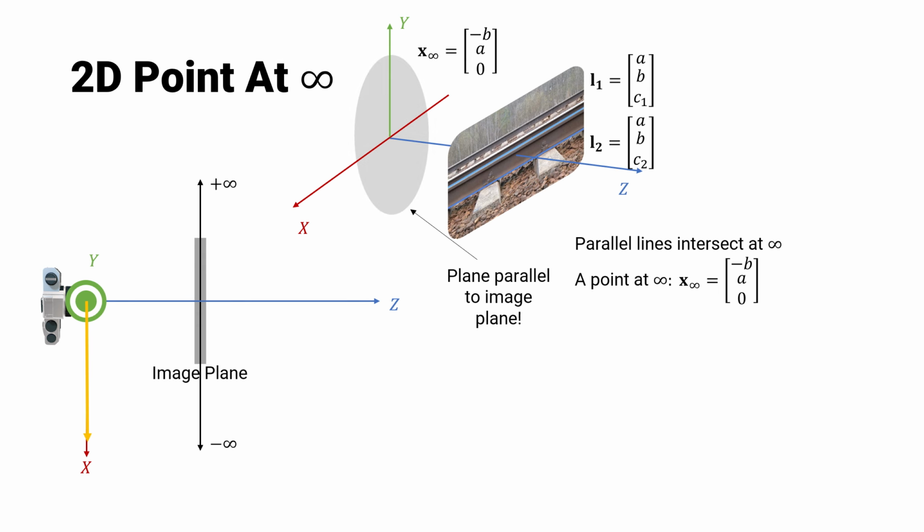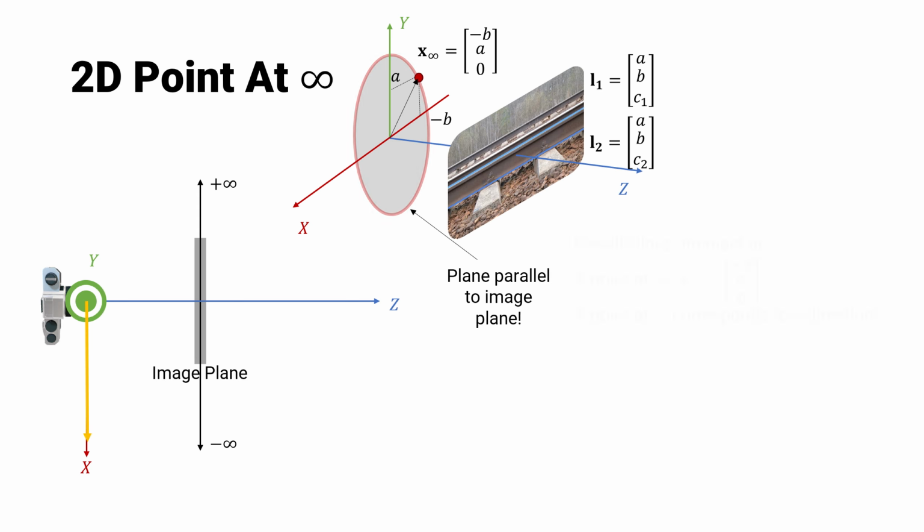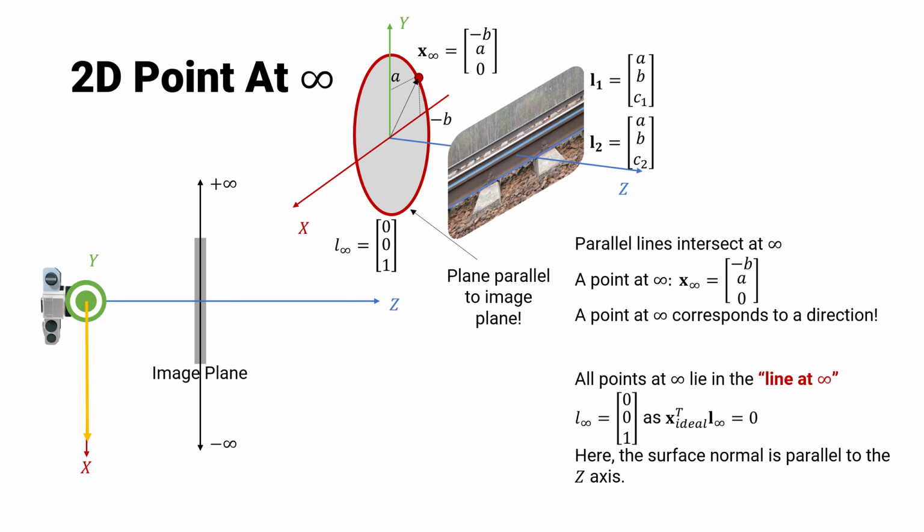So this plane is essentially parallel to the image plane, right? And A and B in this particular case refer to the direction on this unit circle, which you are seeing, which is the gray plane, right? So it's a little weird to think about it, but a point at infinity corresponds to just a direction, because at infinity you lose sense of how far something is, right? All the points at infinity lie on the line at infinity, which is essentially this red color circle, right? Here the surface normal is parallel to the z-axis in this particular case.